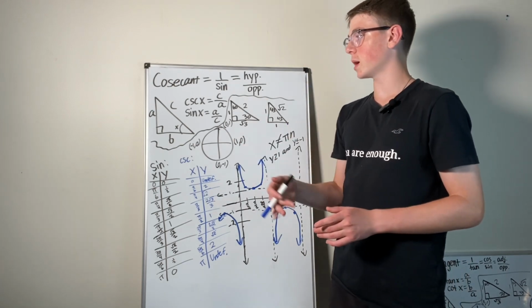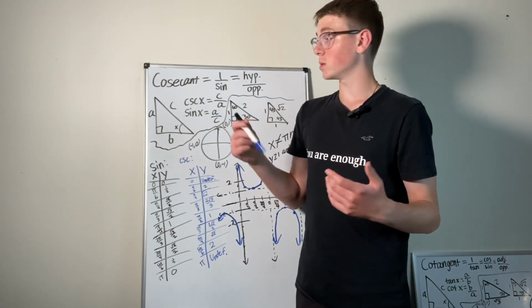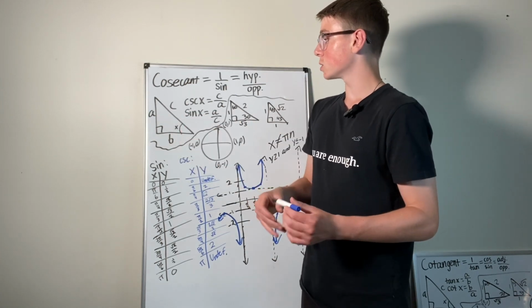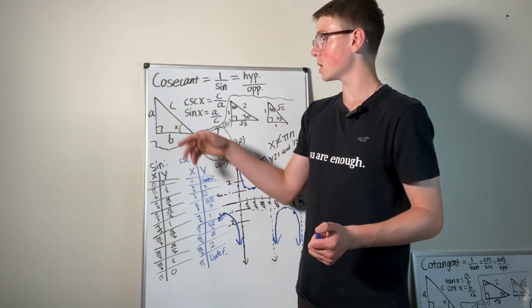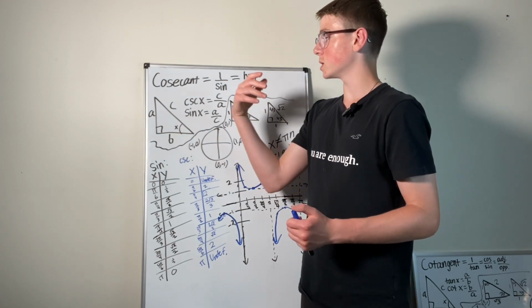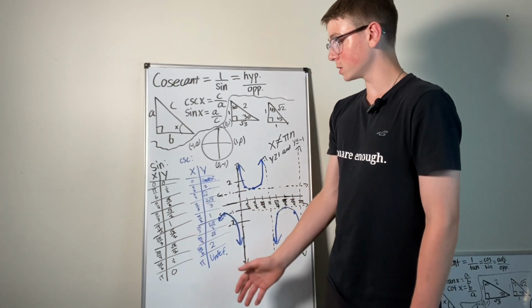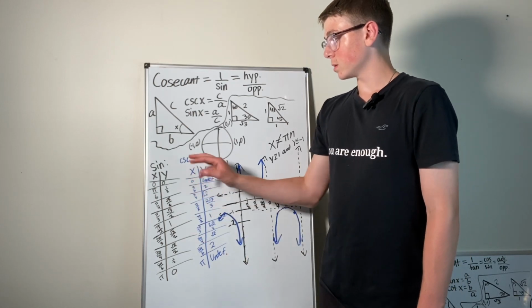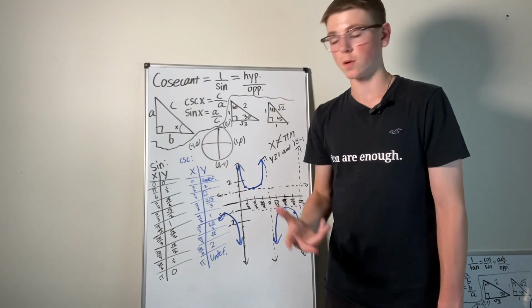So if we look at a right triangle, we have legs A and B and hypotenuse C, and we have angle X. So the sine of X would be A over C, opposite over hypotenuse, and cosecant of X equals C over A, which is hypotenuse over opposite. So here are our tables. Whenever we keep the inputs the same, the outputs are just 1 over whatever.